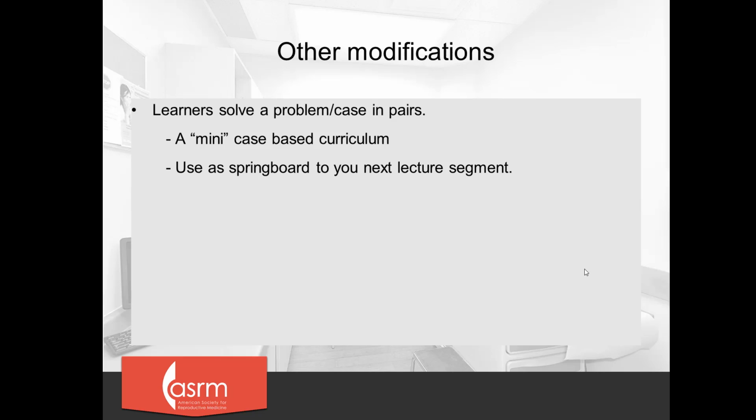There are other modifications. A common one is using a case-based curriculum or a mini case-based curriculum, a small case, and then have learners solve it in pairs. And then you can use that either as a springboard for your next lecture segment around that case, or you can go the other way, use the mini case after you have given a mini lecture within the time. But of course, the discussions that the pairs have act as an interrupter.